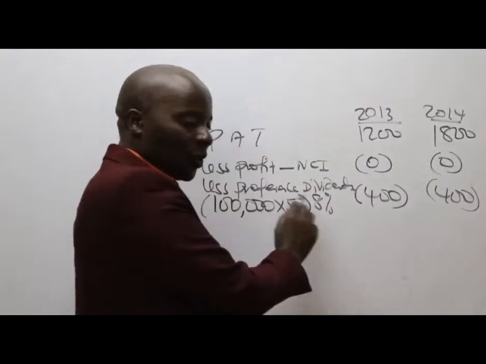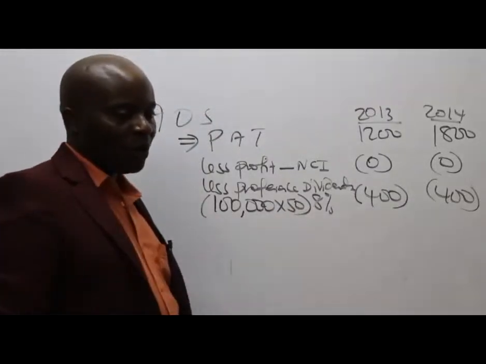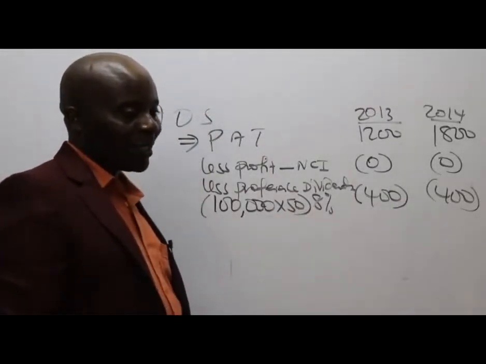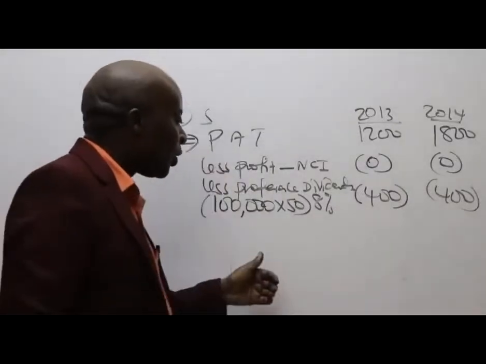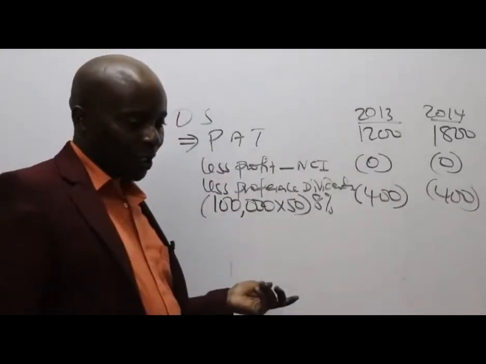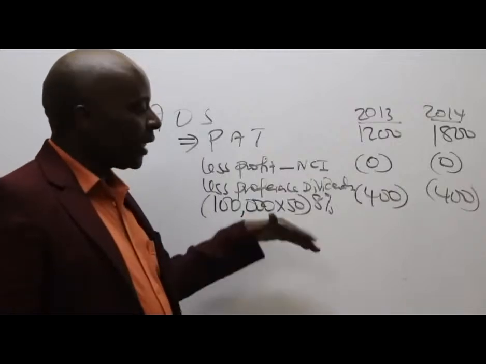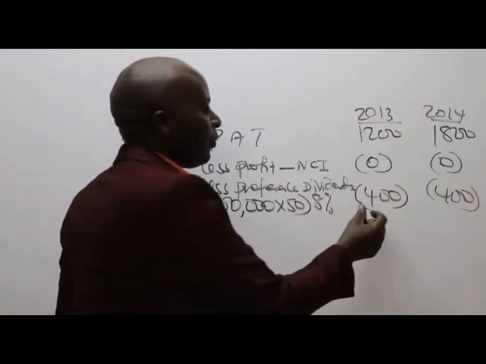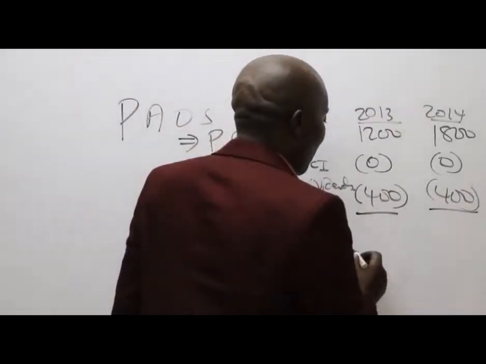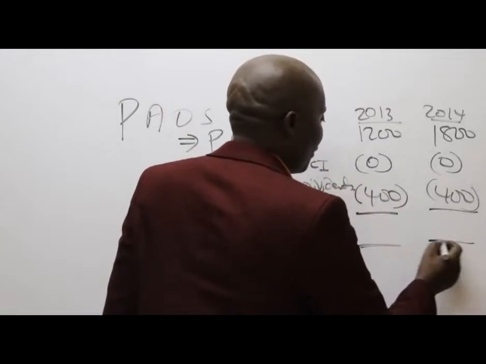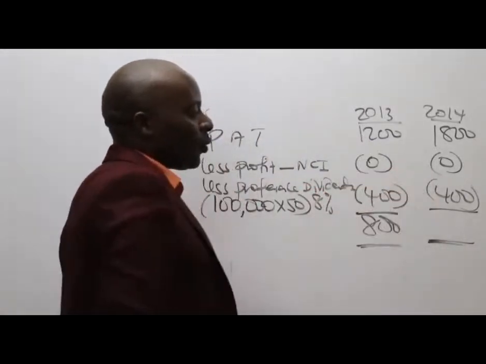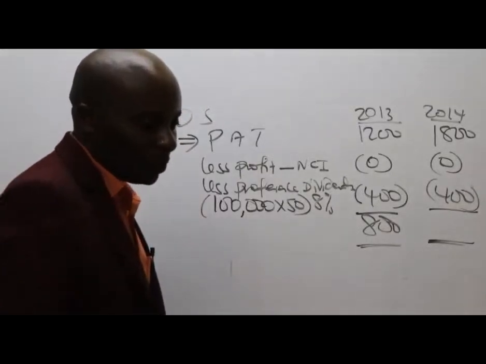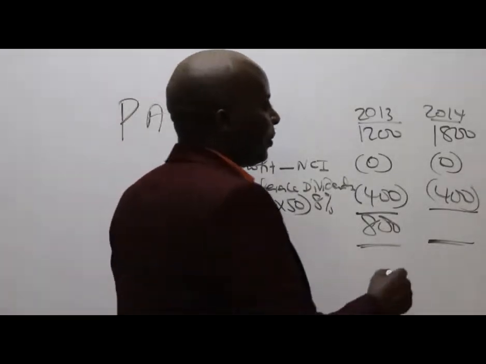And remember, ladies and gentlemen, that in 2014 we never redeemed. There were no changes in this preference shareholding. So it's 400, 400. There is nowhere they told us that they redeemed these preference shares, or that they increased them. So please give me this profit attributable to ordinary shareholders. The first one will be 800. The second one will be 1800 minus 400, which gives me what figure?